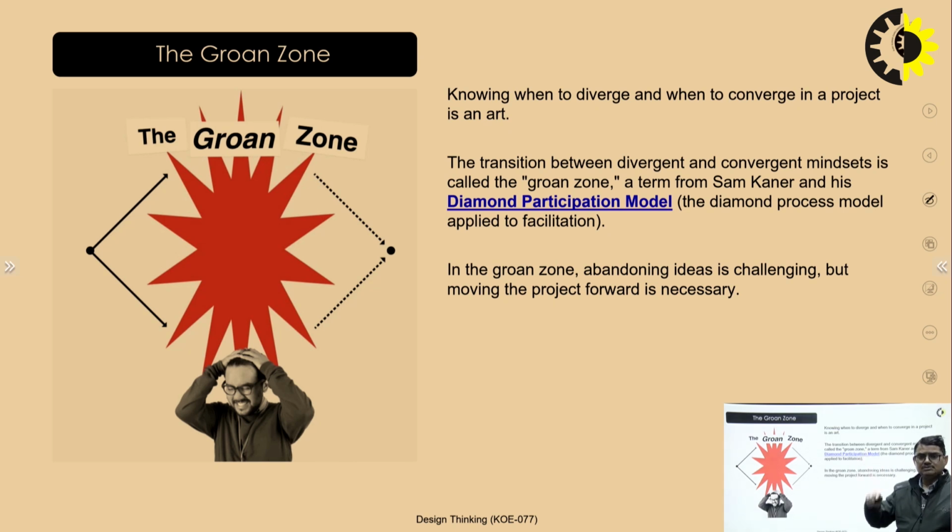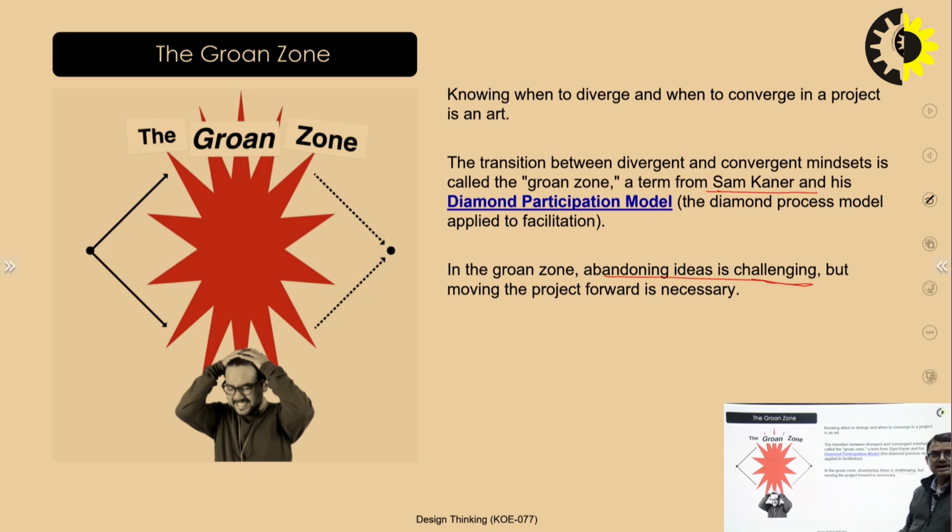When we are working with the divergent thinking approach and now we want to sum up the things, we need to go into the convergent thinking domain. In between, at that switching, there is a transition zone that is also known as the groan zone, and it was a term basically mentioned by Sam Kaner in his diamond of participation model. So, in the groan zone, abandoning ideas is challenging.